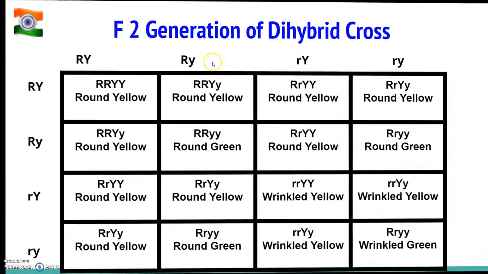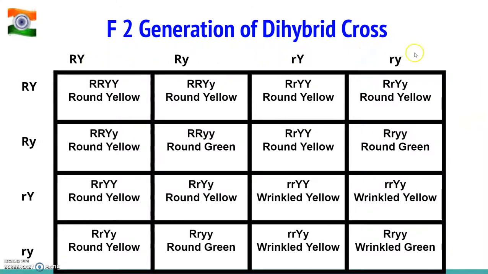Now all those gametes, when they are written on this side, gametes of one parent are written on this side and gametes of the other parent are written on the other side. So these are all the combinations which are being produced in the second generation. Now here when we count the round and yellow, R stands for the dominant round, and capital Y stands for the yellow which is dominant. So round yellow, they are 1, 2, 3, 4, 5, 6, 7, 8 and 9.